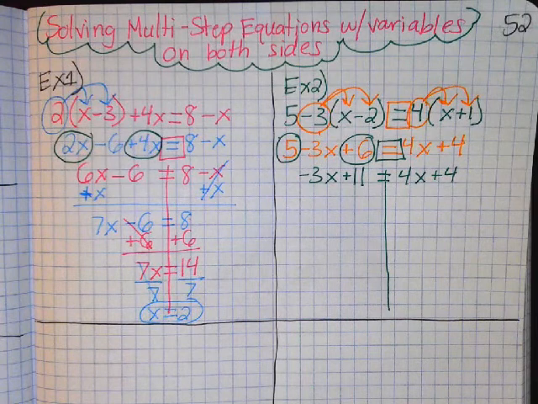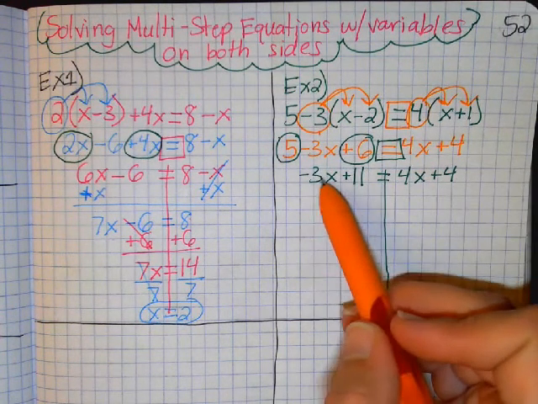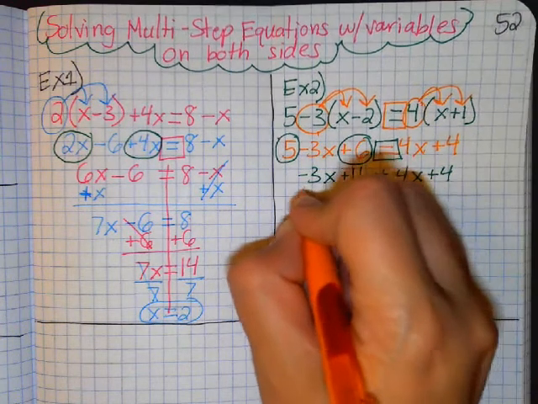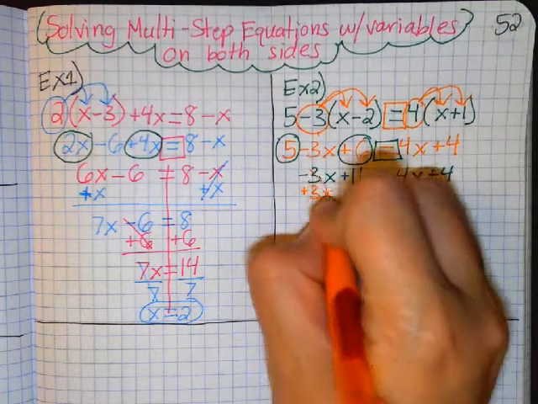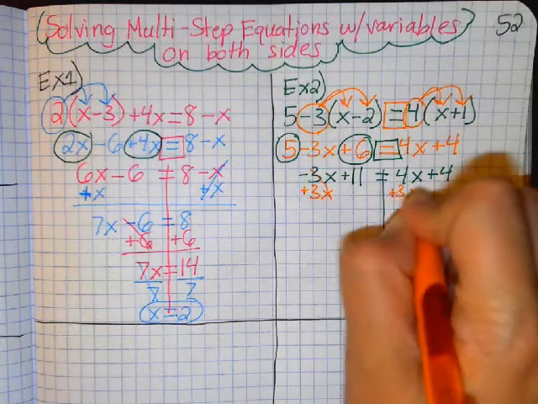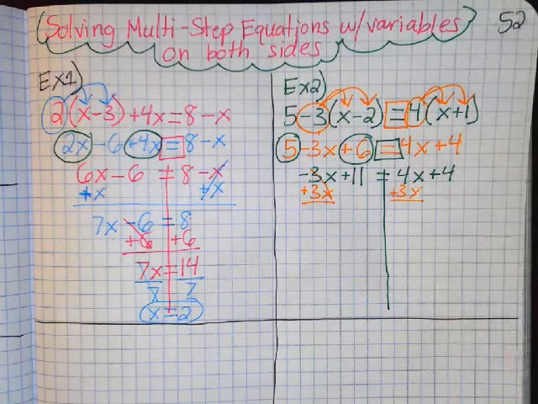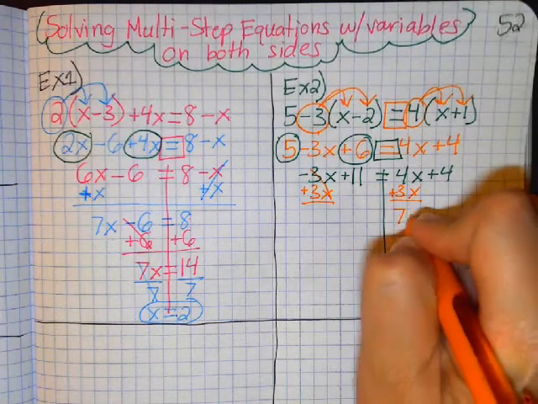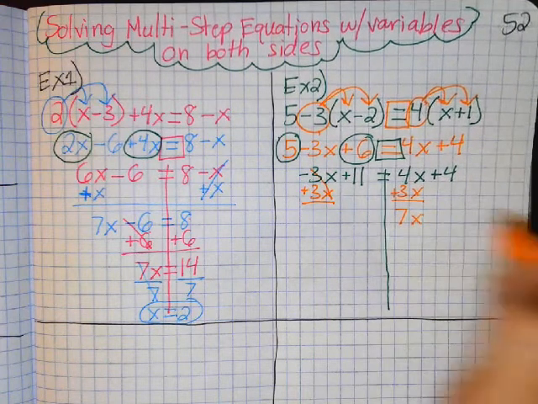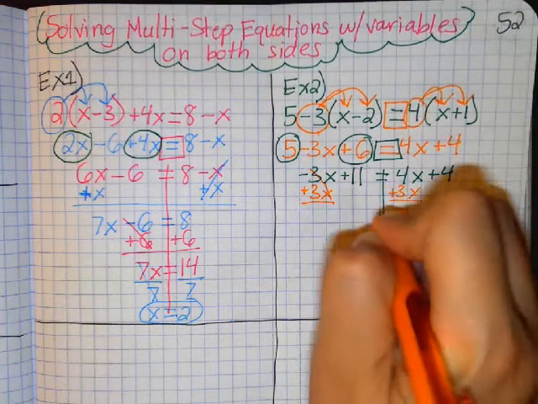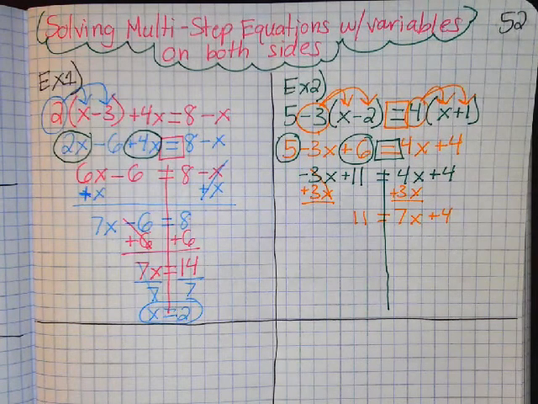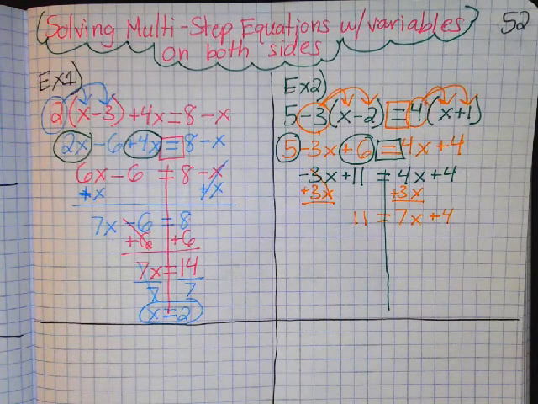Now I'm going to move my variables all to one side and my constants all to the other. So in doing that, I'm going to move my negative 3x because remember I like to add. So I'm going to add 3x to both sides. Okay, 4x plus 3x equals 7x plus 4, and that equals 11. Now I have a two-step equation.